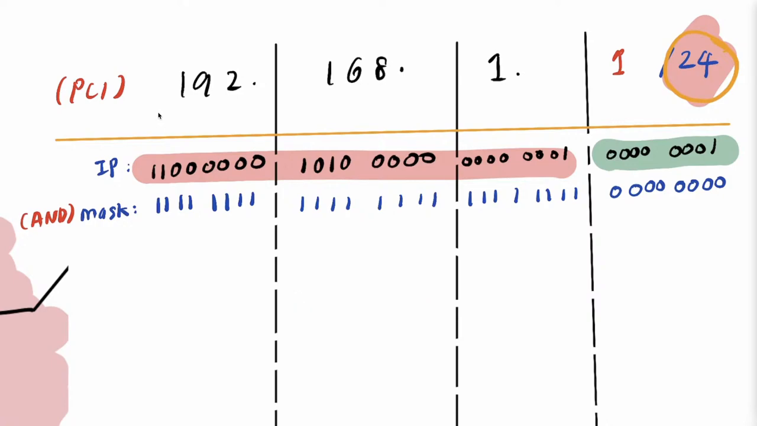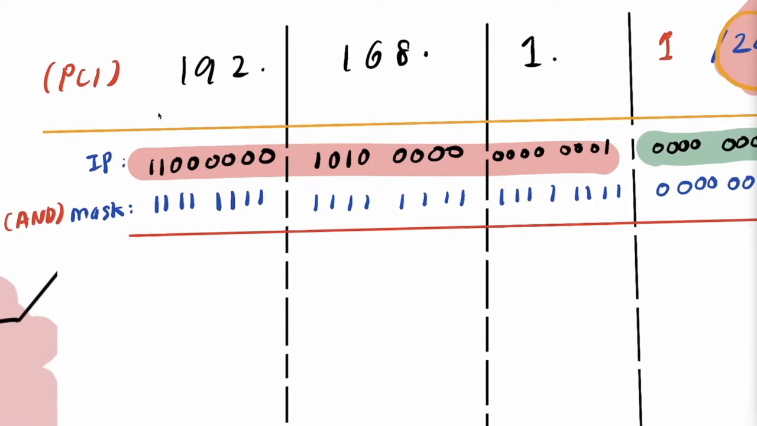So in our case, we have performed the AND operations here. We'll do this bit by bit, starting from the most significant bit.